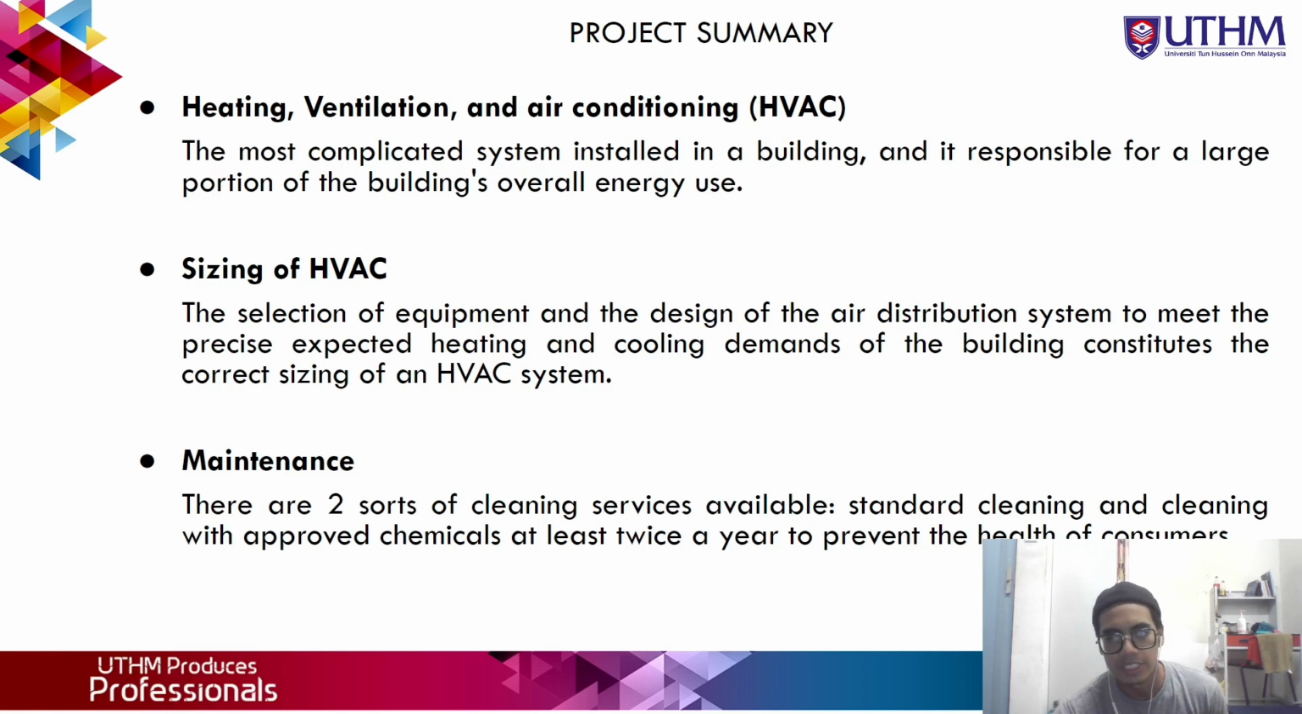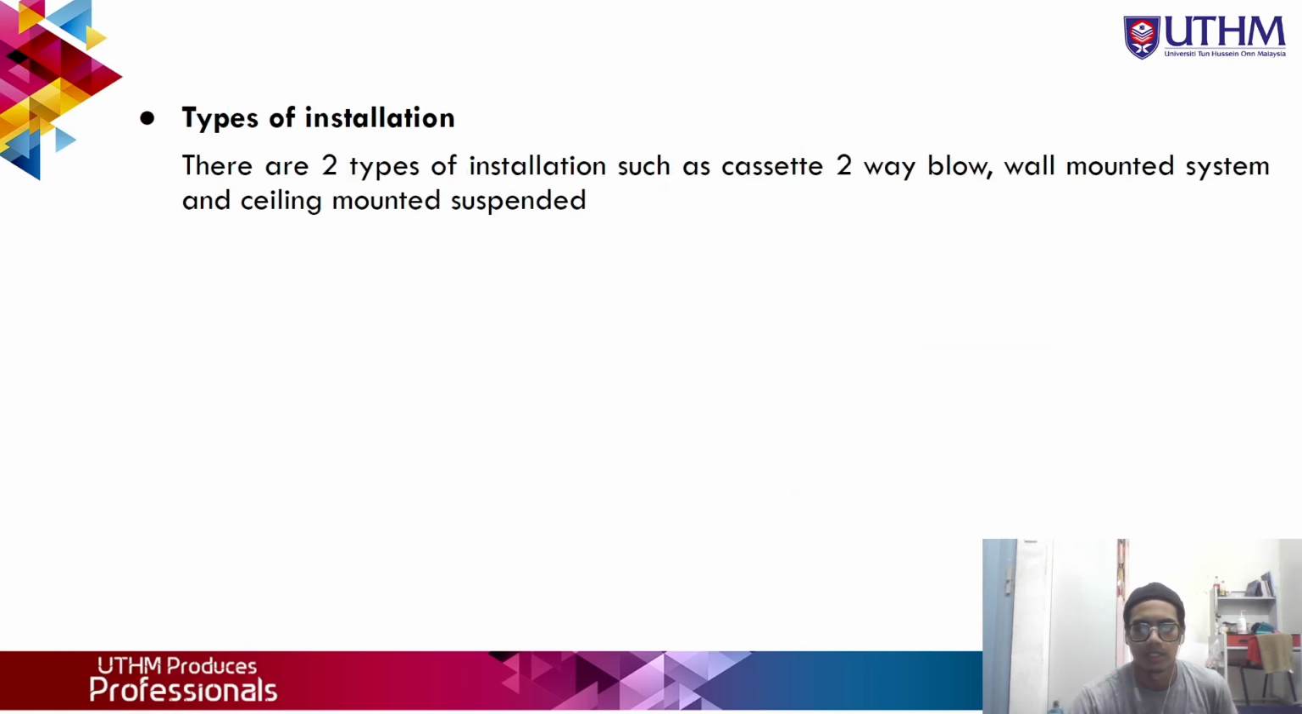So that means unmaintained air conditioning can result in many things that will endanger the health of consumers. The last one is types of installation. There are two types of air conditioning installation, such as cassette wave blow, the first one, wall-mounted system, and the second one, ceiling-mounted suspender. Okay, that's all for me.